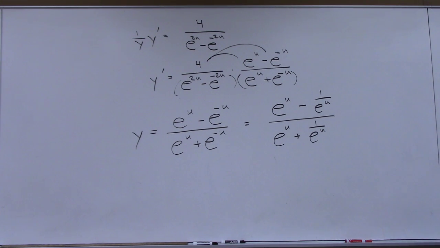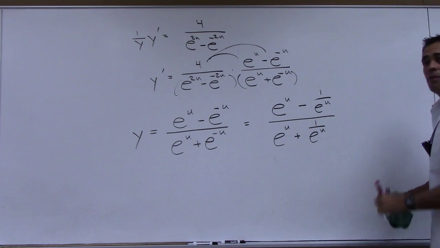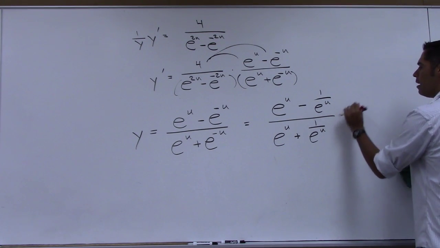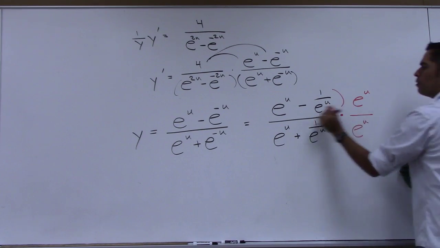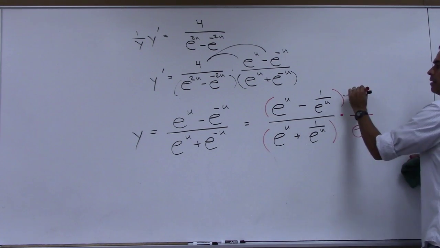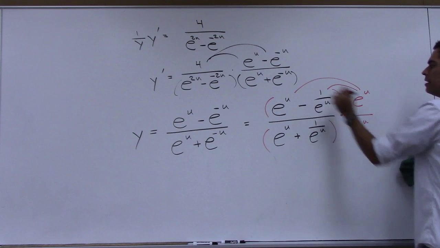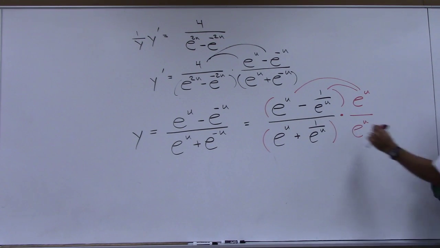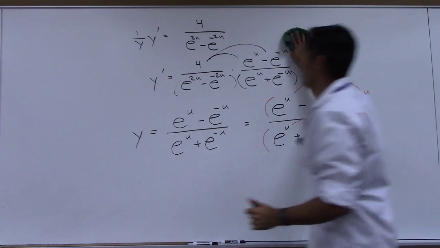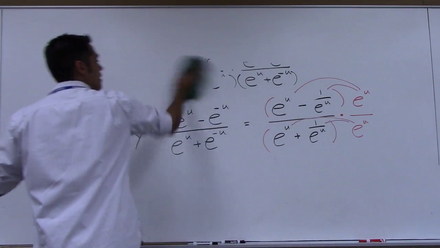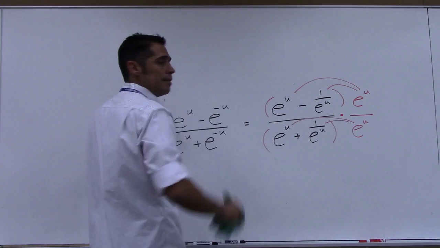And then I would have done something like clearing out fractions. I would have multiplied the top and bottom by e to the u. Now let's see why this would work. Like what would happen here? I go here to here and here to here, right? On the bottom one, here to here, here to here. So tell me what y would be equal to. I haven't taken any derivatives, right? Just rewriting the original problem.